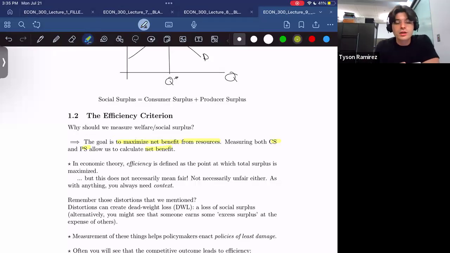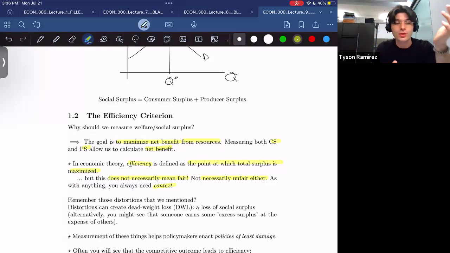All right. So in econ theory, efficiency is the point at which total surplus is maximized. Now, notice this is total surplus is maximized. I didn't say consumer surplus, I didn't say producer. We just know that everything is maximized. And that is what we define as efficiency. Why do I single that out? Because it doesn't necessarily mean fair, and it doesn't necessarily mean unfair either. It always depends on context.